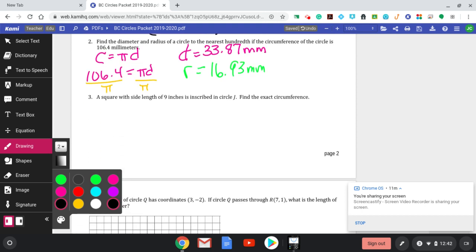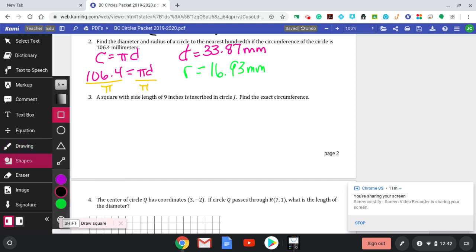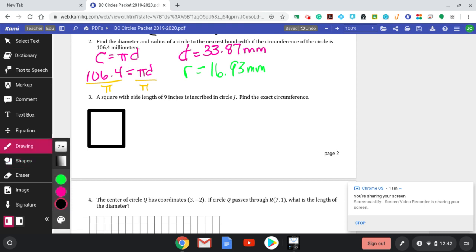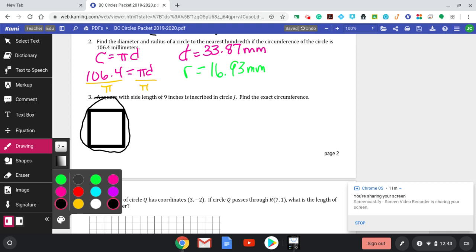Now we're going to get serious here. You have a square with a side length of 9. Can I do a square here? Okay, I've got a square that's got a side of 9 inches. It is inscribed in circle J. Should have read the question before that, but we're good. Here we go. It's inscribed in circle J. So remember, inscribed touches each vertex. There's the circle, and the square has a side length of 9, remember?